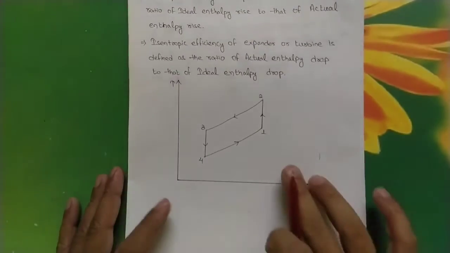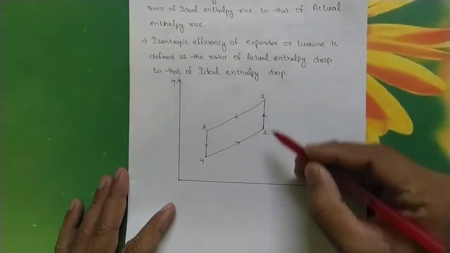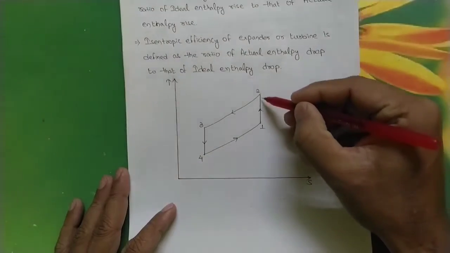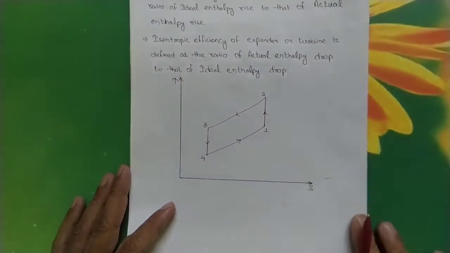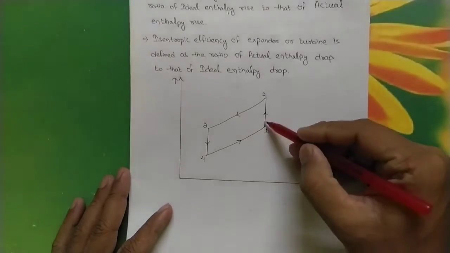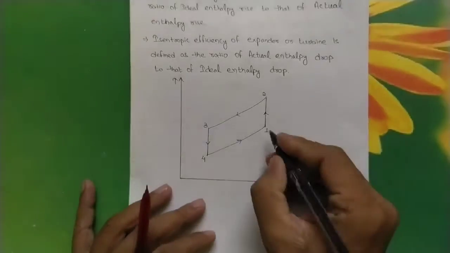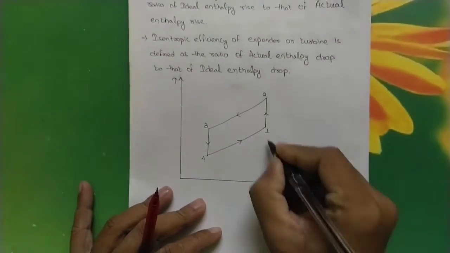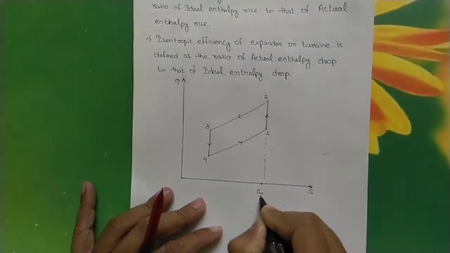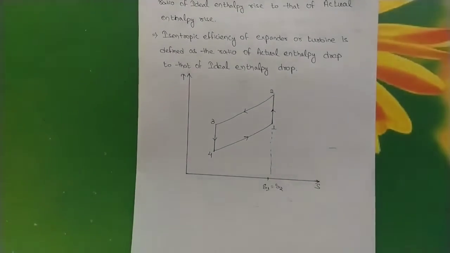If we analyze the TS diagram, 1 to 2 is the compressor process. This path is isentropic. While deriving the COP, we have assumed that the process is isentropic, that is, entropy at point 1 is equal to entropy at point 2. S1 is equal to S2.